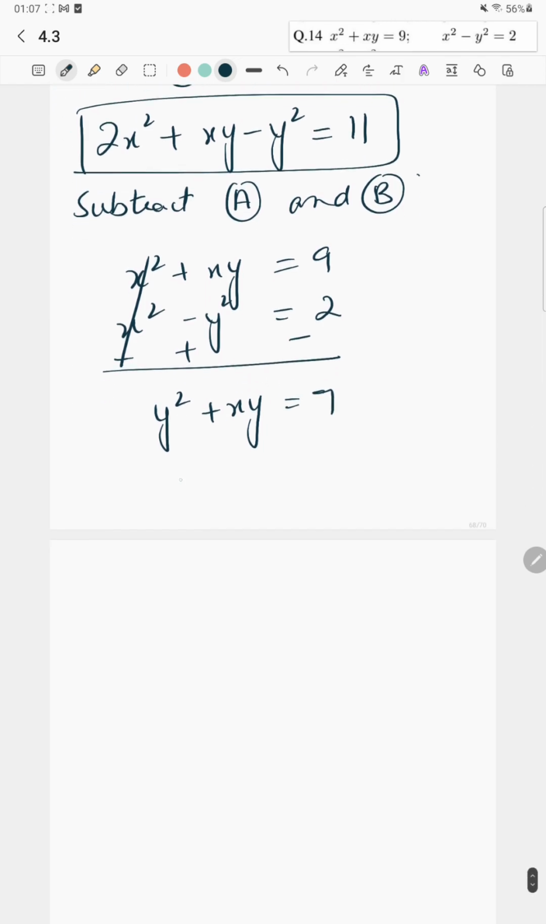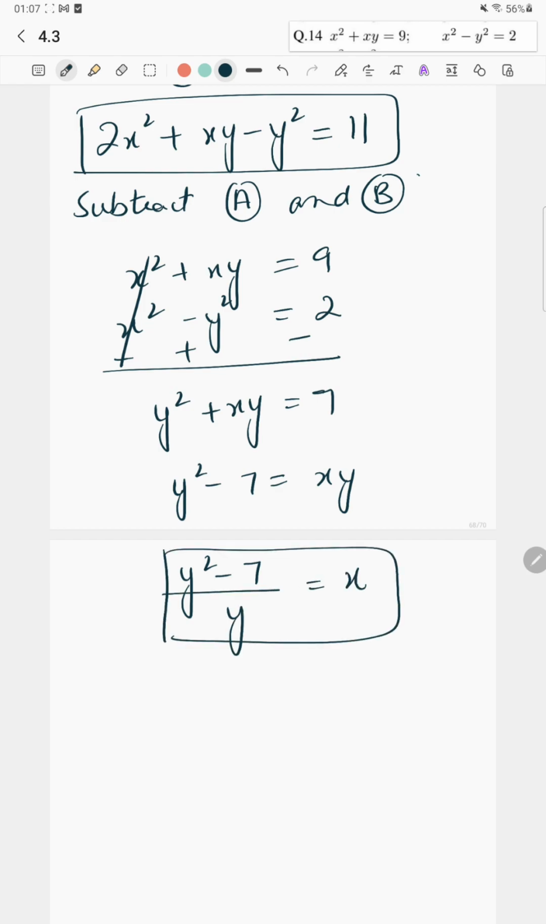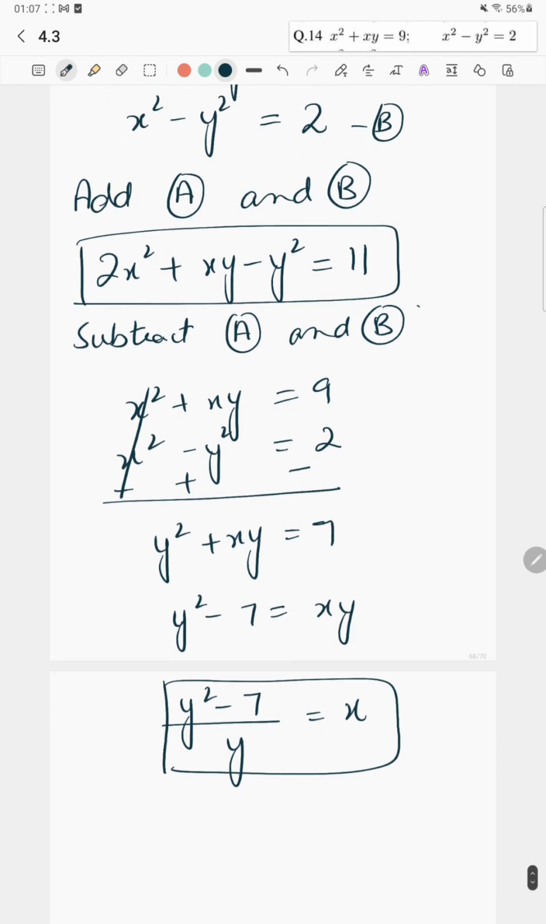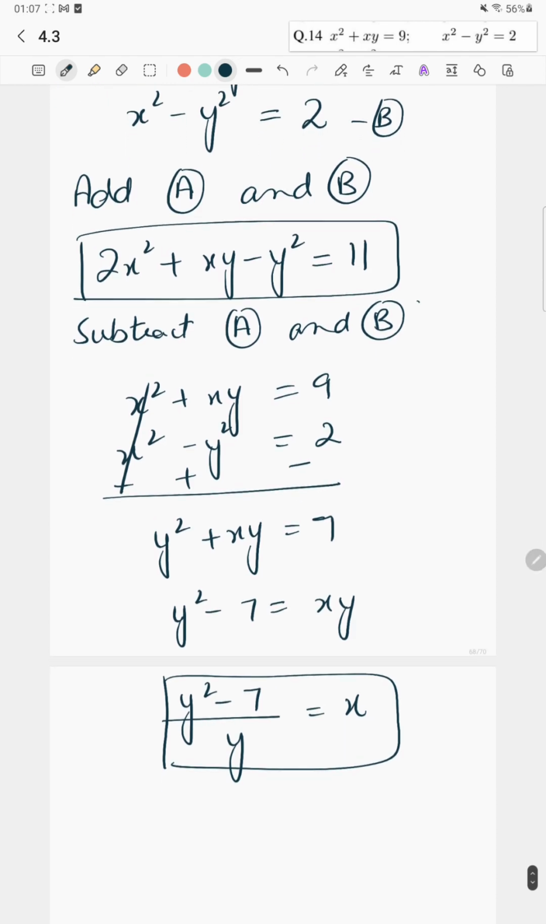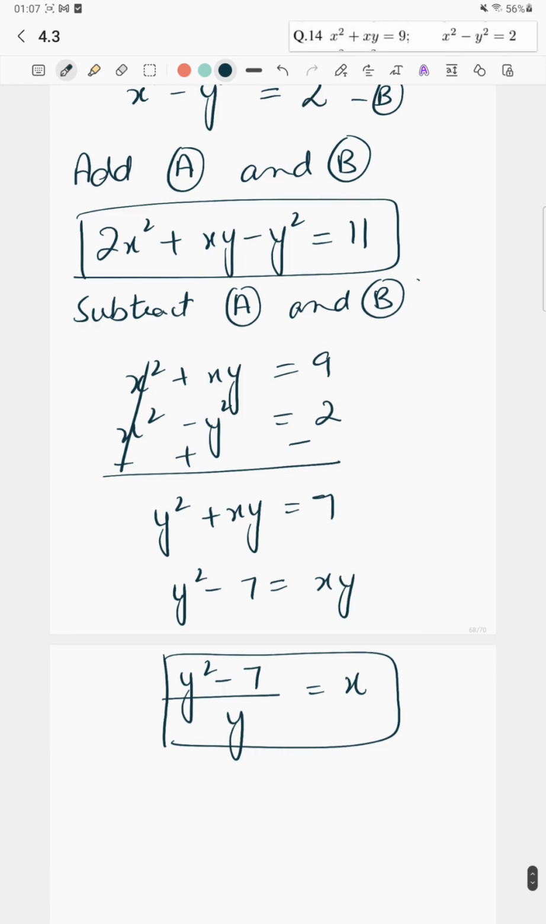Now it's y square minus 7 is equal to xy. Y square minus 7 over y is equal to x. So I got the value of x from this equation and I can substitute it in the other equation. The other equation is y square plus xy is equal to 7.